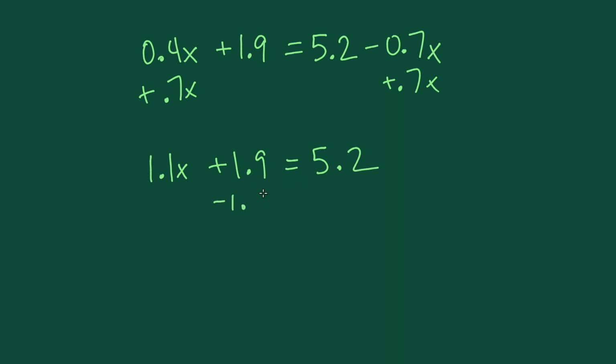Now let's minus 1.9 from both sides. So this cancels out. We have 1.1x equals 5.2 minus 1.9 is 3.3. And now if we divide both sides by 1.1, we get x equals 3.